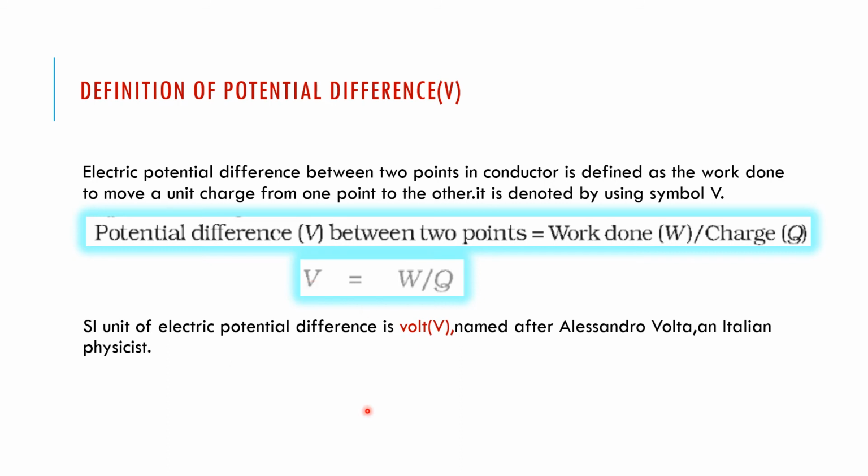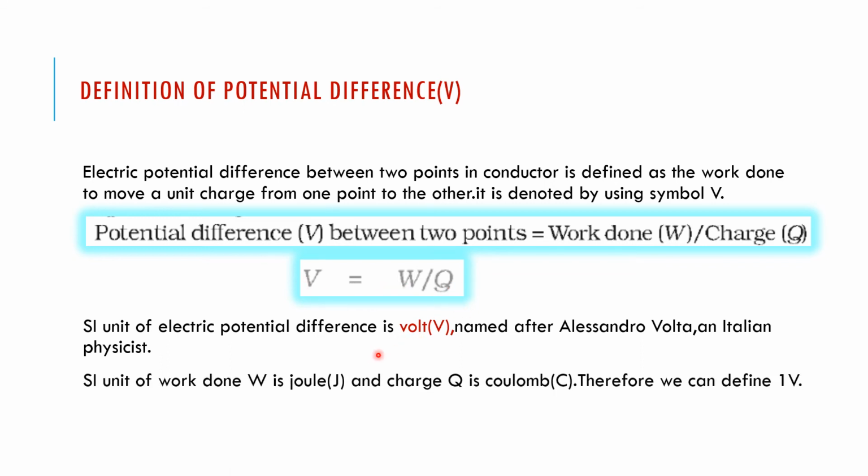What was the formula for electric current? I is equal to Q by T, and the unit for electric current was ampere. So here it is V equal to W by Q, and its unit is volt. Now we can write this in terms of this formula also. The SI unit of work done is joule and the SI unit of charge is coulomb. Accordingly, we can define 1 volt. The same way we defined 1 ampere, we are going to define 1 volt now. How do you define it? Just think. First you use this formula, and on the left hand side you write 1 volt. On the right hand side you write the unit of W as well as the unit of Q. Then we define it.